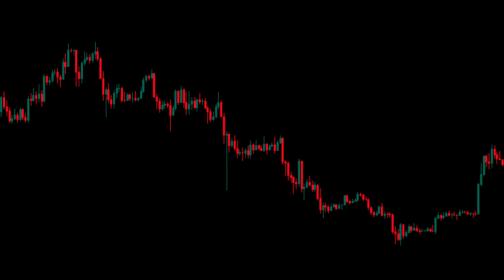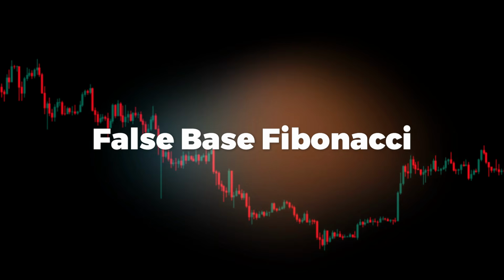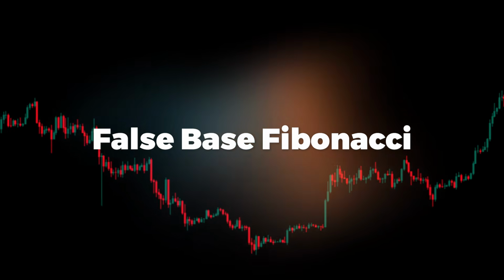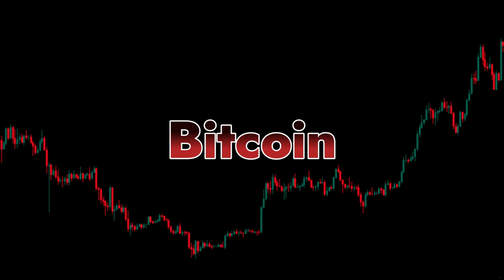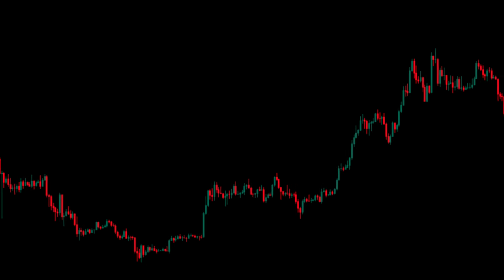This price action setup is called false base Fibonacci. I'm gonna show you how it works, and also at the end, I'm gonna test it on Bitcoin so you can check its historical performance.